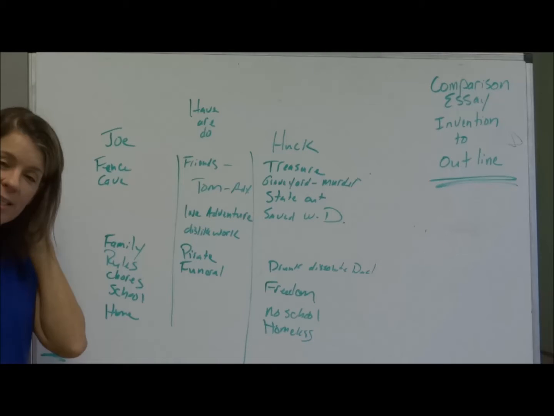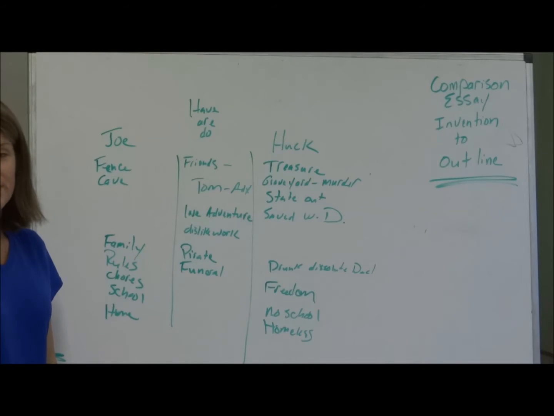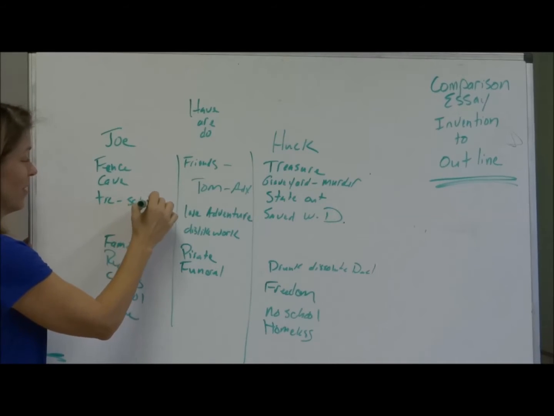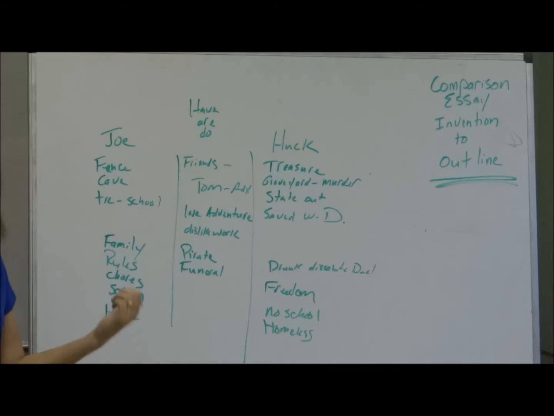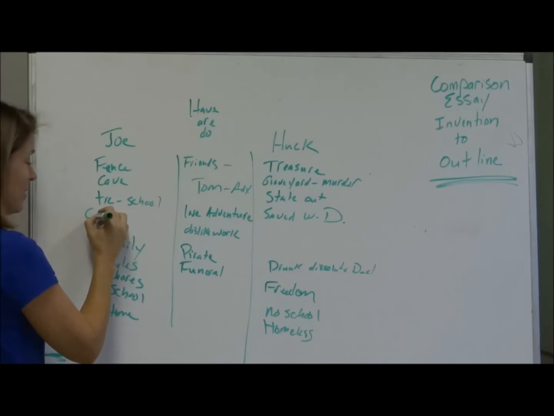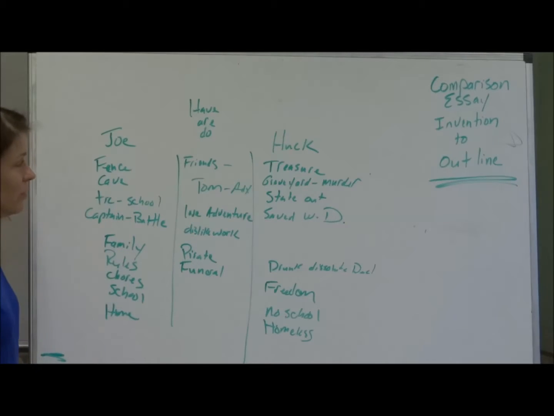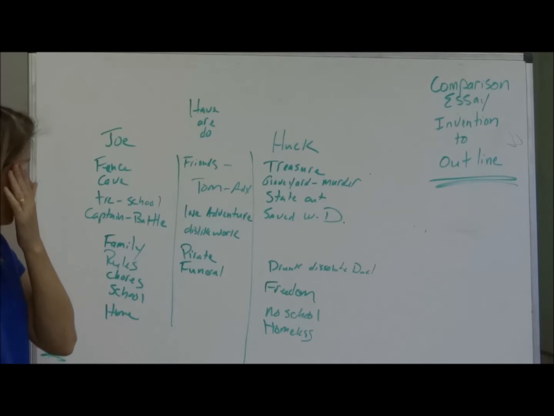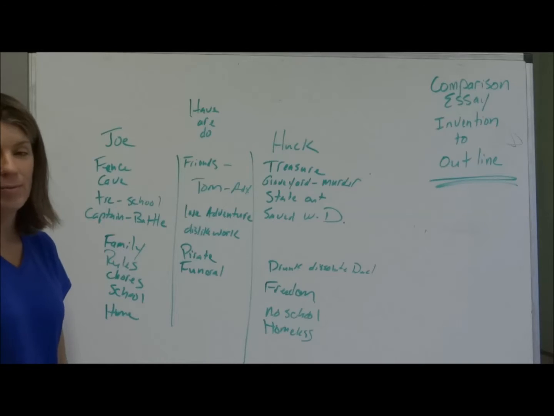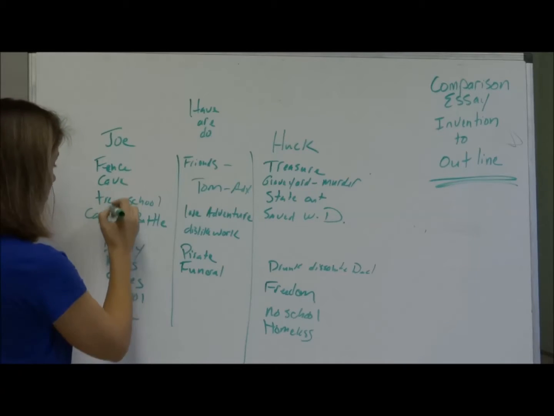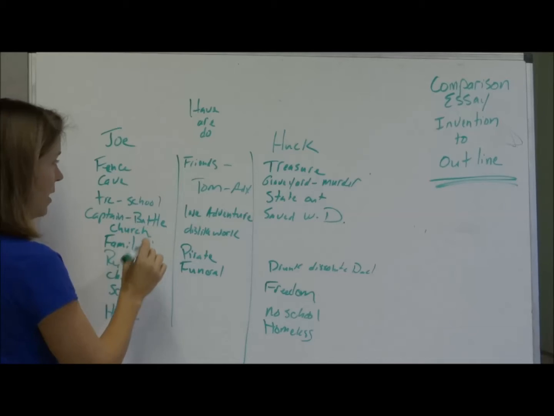What about Joe? What are some things he did? Played with the tick in school. Played with the tick. What about at the very beginning of the book, before the whitewashed fence? He had to fight with Tom. The big battle, and he was one of the captains? Yeah. He was captain of the imaginary battle. Okay, so can you think of any other things that are different or the same about Joe and Huck? Joe goes to church. Joe goes to church. Yes.